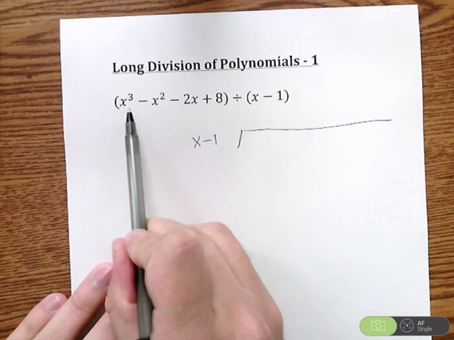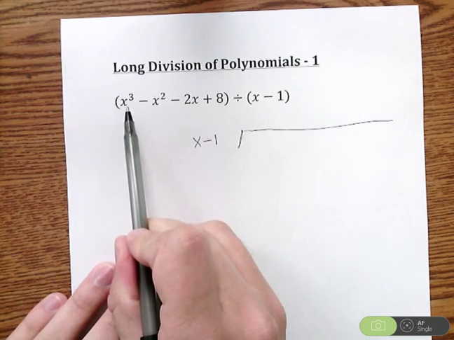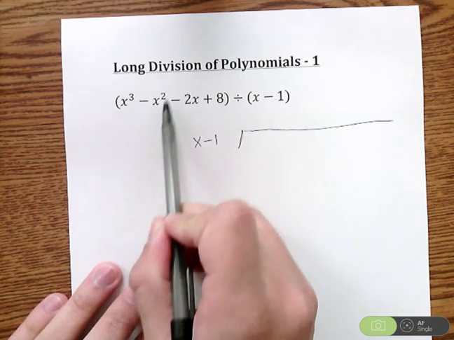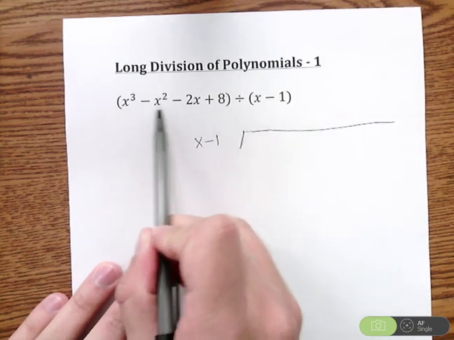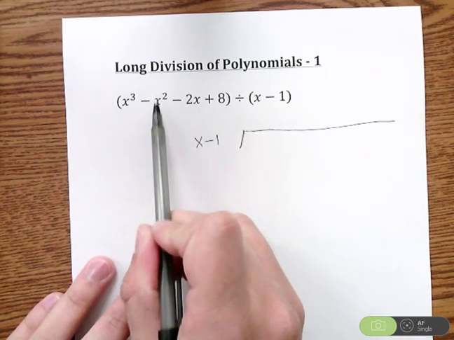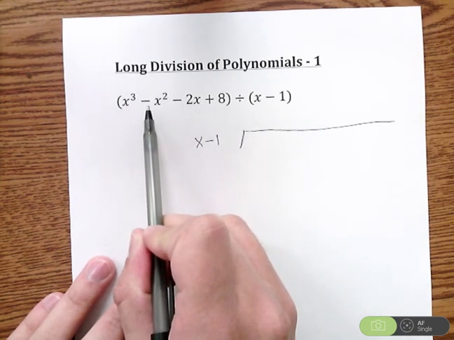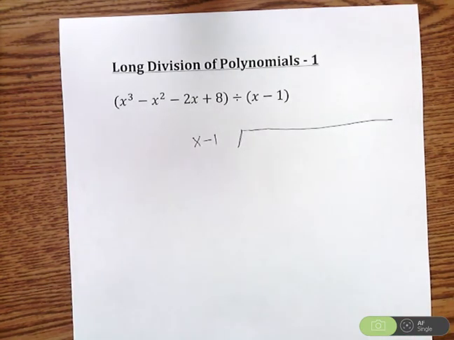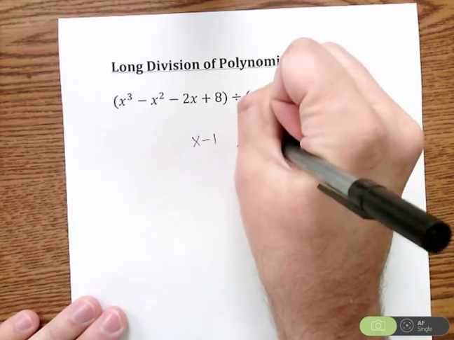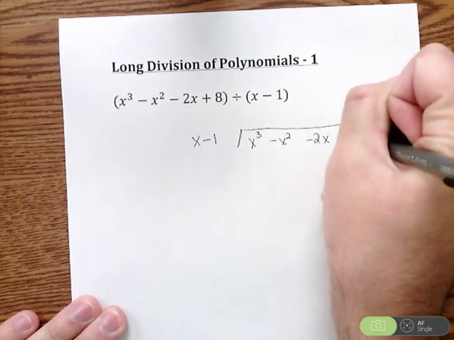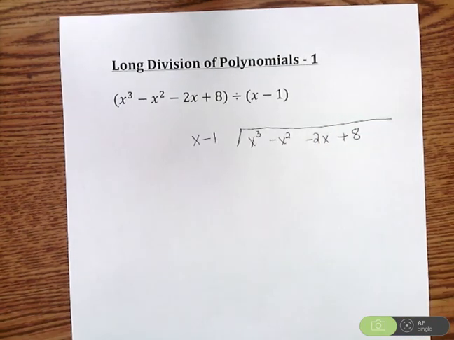Now what I want to do is make sure I show every single power of x, meaning I've got to go x to the third, x to the second, x to the first, and then our constant. If one of these is missing, say I didn't have an x squared here, I would put plus 0x squared. That's going to become important, especially on the second problem I do. So I'm going to have x cubed minus x squared minus 2x plus 8.